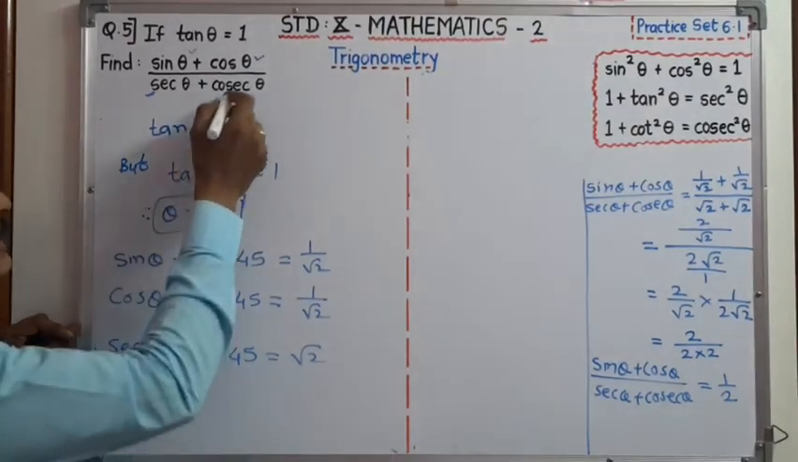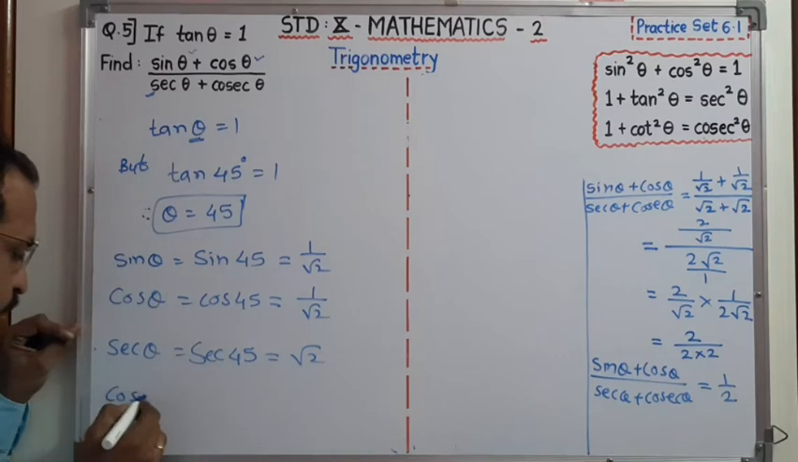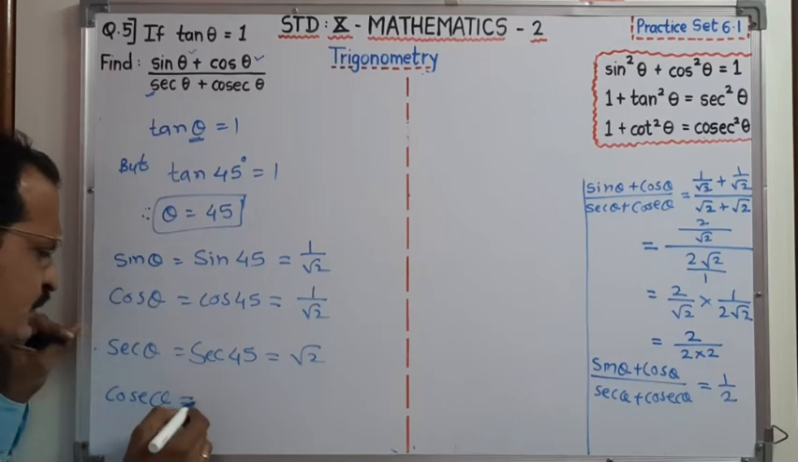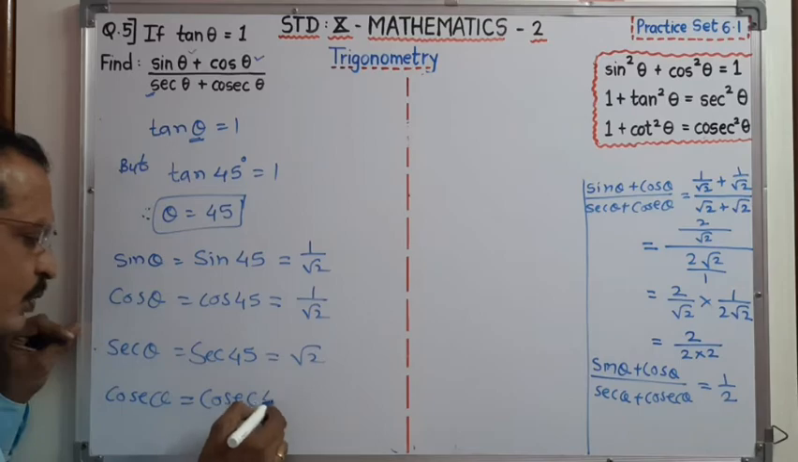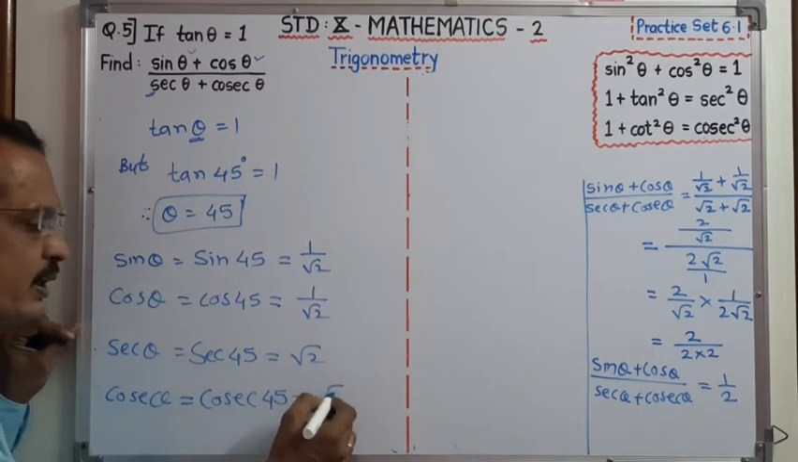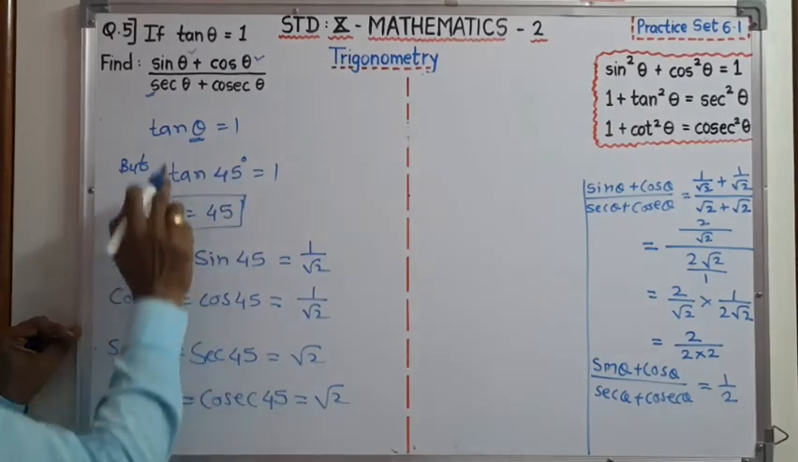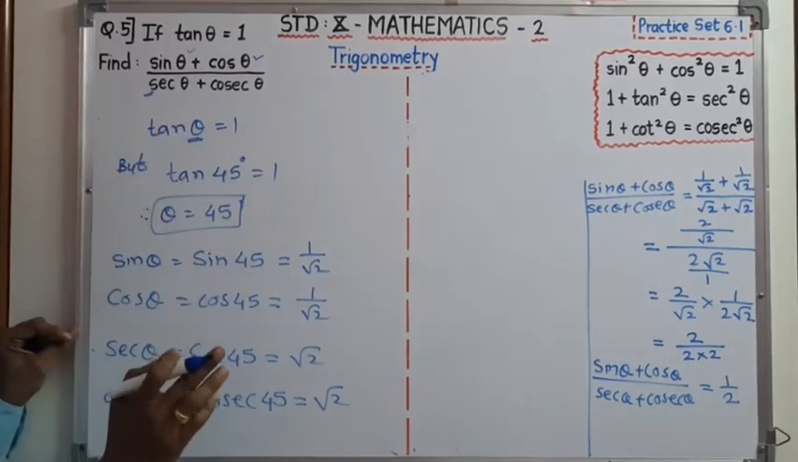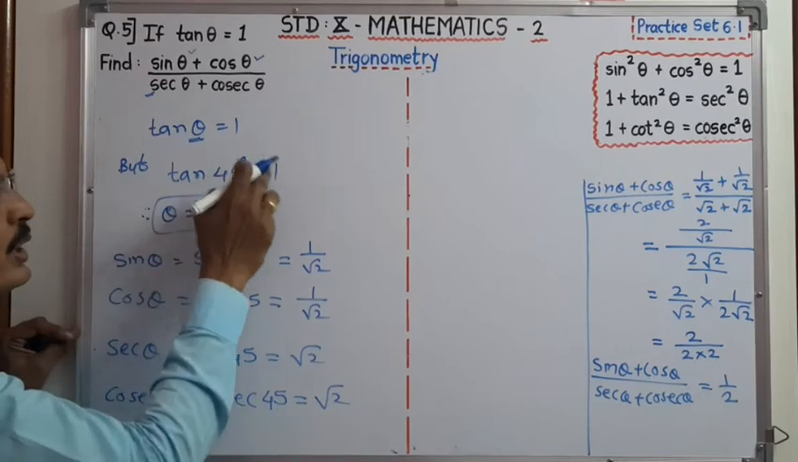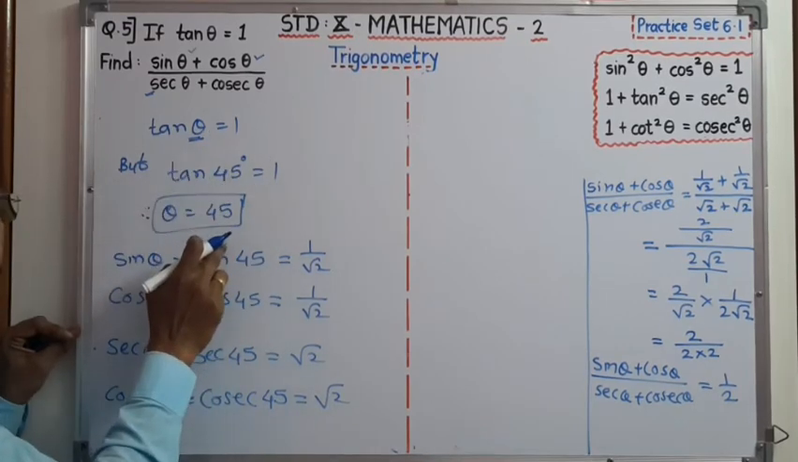Now see here, the next one is cosec theta. Cosec theta is equal to cosec 45, and cosec 45 is also root 2. Now, dear student, see, this much you have to write. Tan theta is equal to 1, but tan 45 is equal to 1, that means theta is equal to 45.